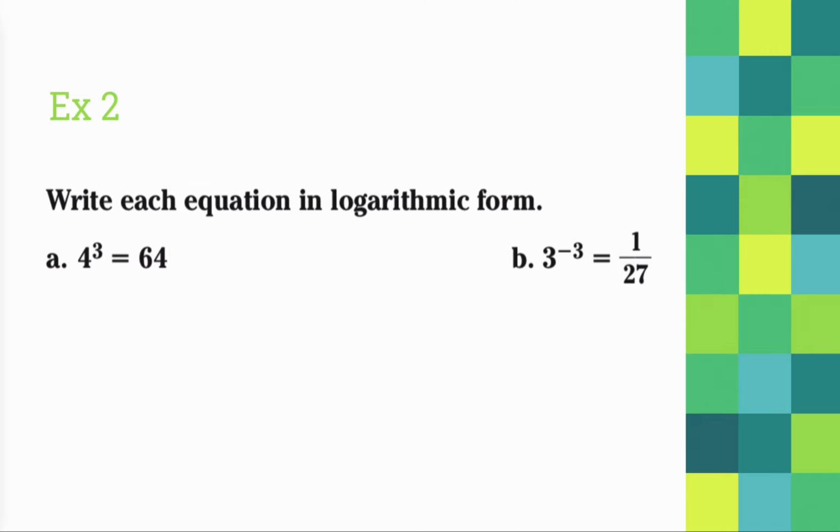Write each equation in logarithmic form. Right, so this time the base of the exponent is the base of your log. The 64 here is going to be the argument, and the log should always equal the exponent. So the 3 should be by itself. Here, 3 to the negative 3 equals 1/27. The 3 here is the base of our log. The argument is the 1/27, and the power, -3, is what it's equal to. So that goes over here, and that goes over here.